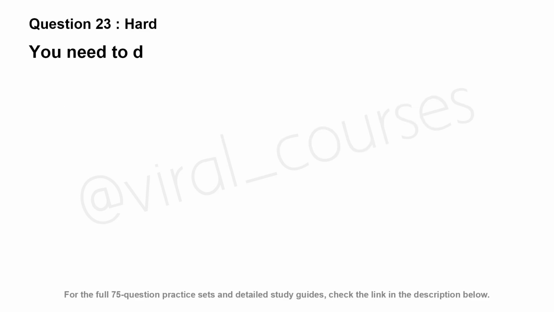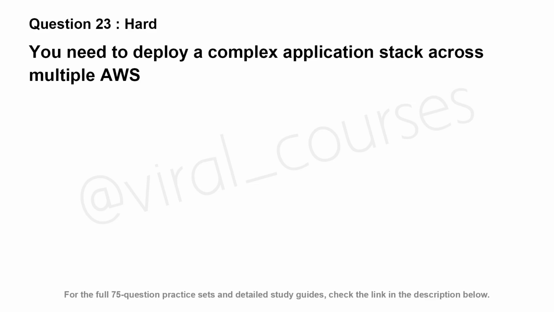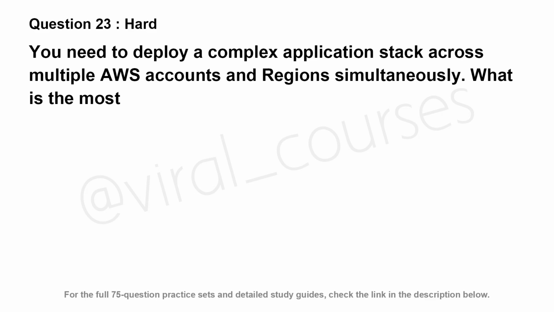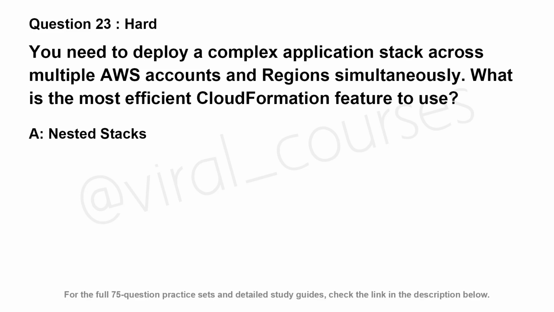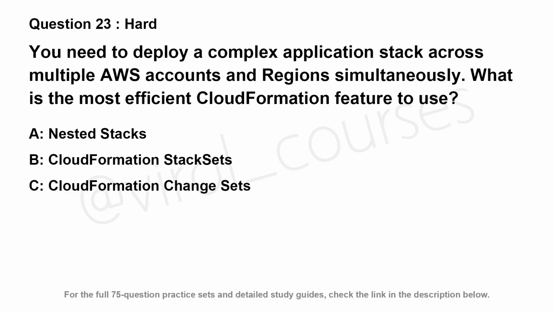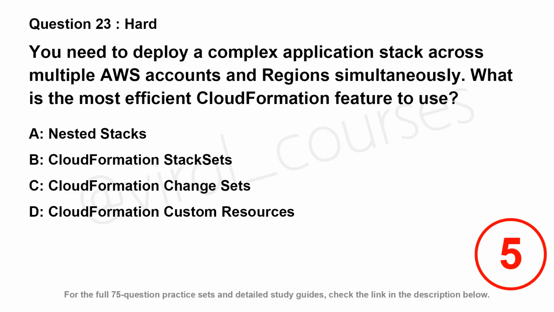You need to deploy a complex application stack across multiple AWS accounts and regions simultaneously. What is the most efficient CloudFormation feature to use? Option A, nested stacks. Option B, CloudFormation stack sets. Option C, CloudFormation change sets. Option D, CloudFormation custom resources.